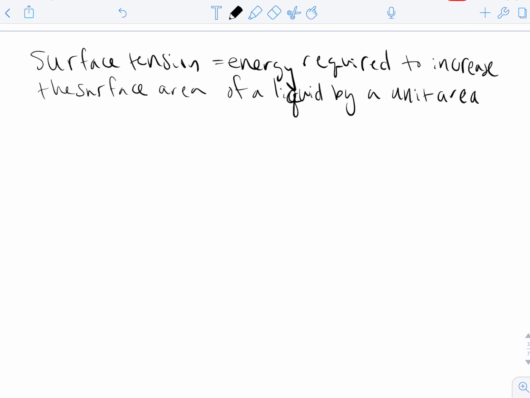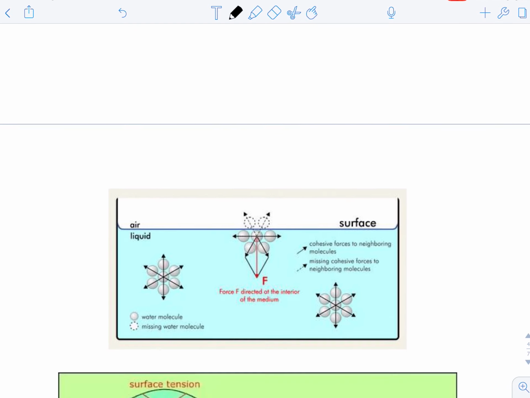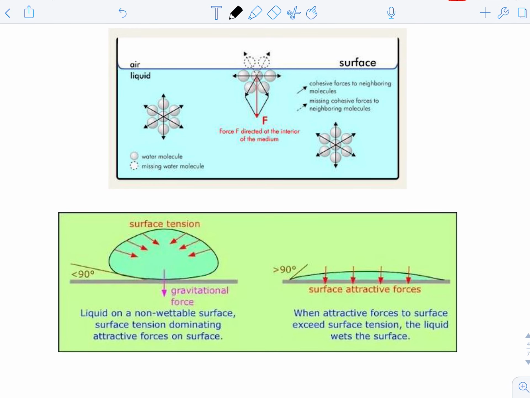So I'm going to show a picture again real quick. If we think about the surface of a liquid, the surface molecules will have a net pull down by the molecules in the bulk liquid, because there are intermolecular forces pulling them down.